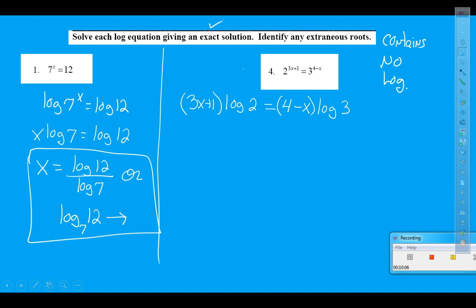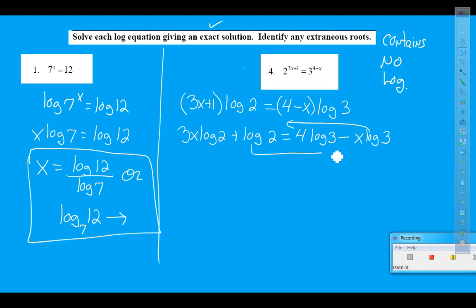Now to solve this, I need to distribute, because what I need to do is get my x's on one side, my non-x's on the other side. So I'm going to distribute, and it's going to give me 3x log of 2 plus log of 2. So I just distributed. I'm going to do the same thing over here. This becomes 4 log of 3 minus x log of 3. Now here's your goal. Get your x terms on the same side, your non-x terms on the same side. So I'm going to move this term over there. I'm going to move this term over here.